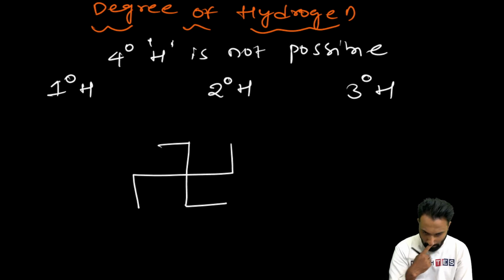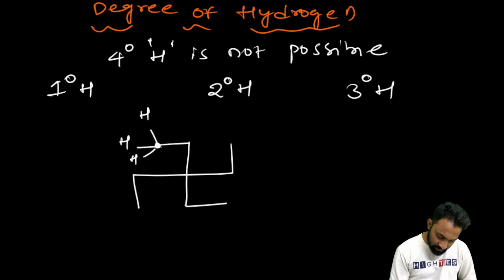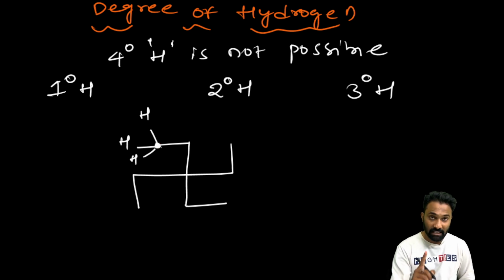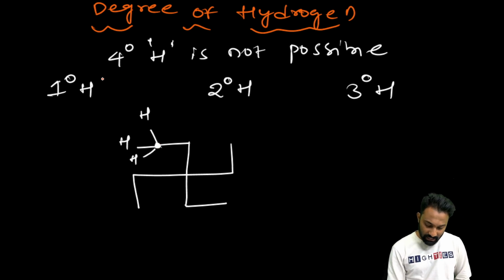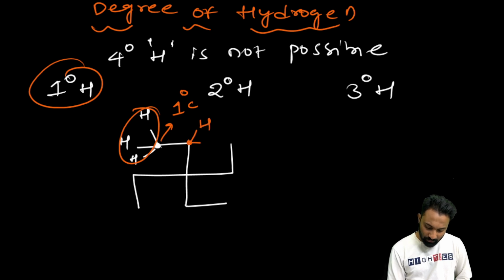Now, here this carbon is having the 3 hydrogens, right? Here you can see these hydrogens are attached to the 1 degree carbon, because this is 1 degree carbon. So, these hydrogens are also called 1 degree hydrogens. Now, this is 2 degree carbon. Now, these are 2 degree hydrogens. Clear?